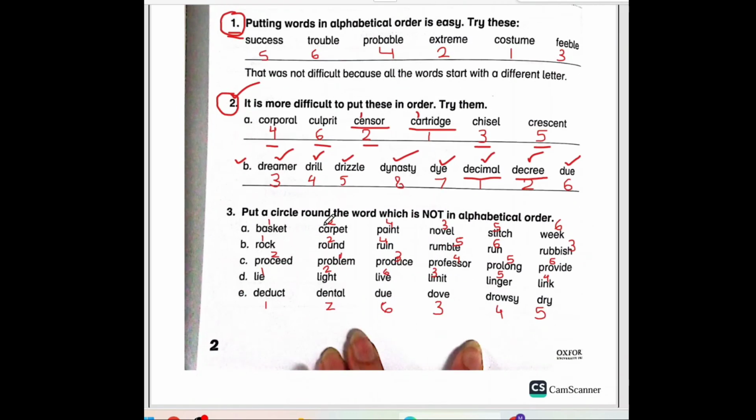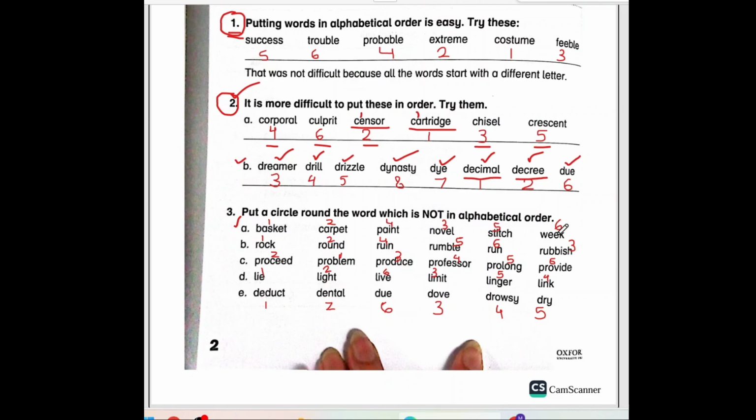Now question number 3. Put a circle around the word which is not in alphabetical order. If you can put these words in alphabetical order, then you can easily put the circle around the word that is not in alphabetical order. So I just put all of these words in alphabetical order. Like in part A, the first word should be basket, then carpet, then novel, then paint, then stitch, and then week.